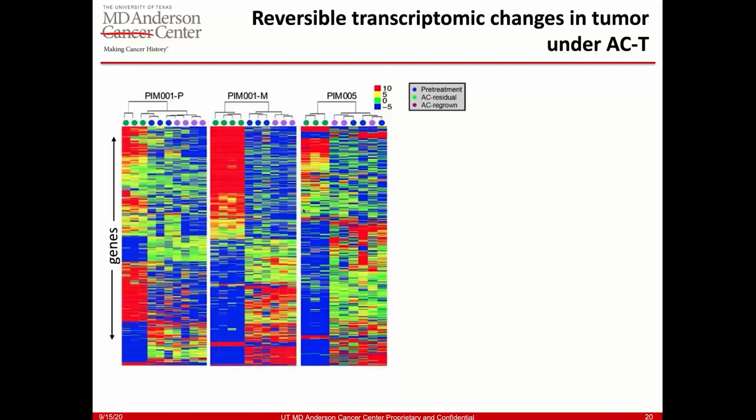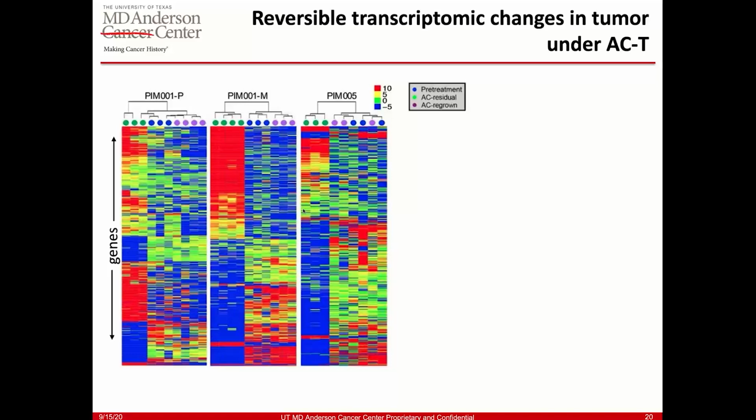Several molecular assessments were performed: RNA-seq, whole exome, and of course the barcode analysis. So this is looking at RNA sequencing. What we see is, in green are the residual tumors, blue are the untreated or the pre-treatment, and in purple are the AC grown. Interestingly, the pre-treatment and the AC grown tumors, so basically the regrown tumors, cluster together. And it's only the AC residual which clusters separately, which is quite interesting.